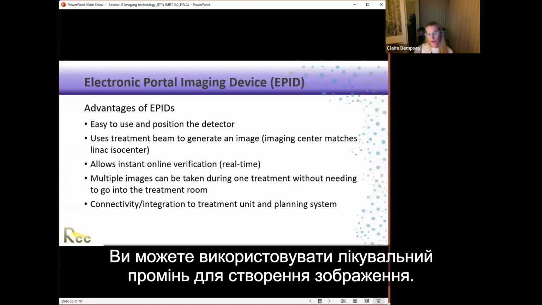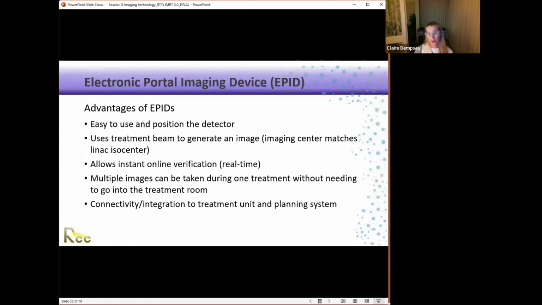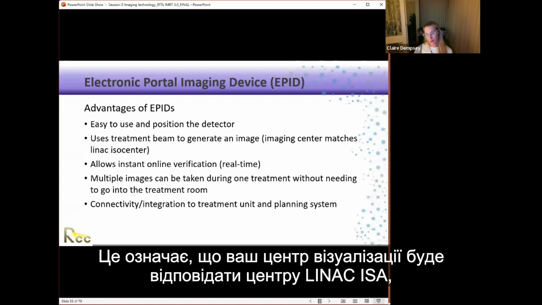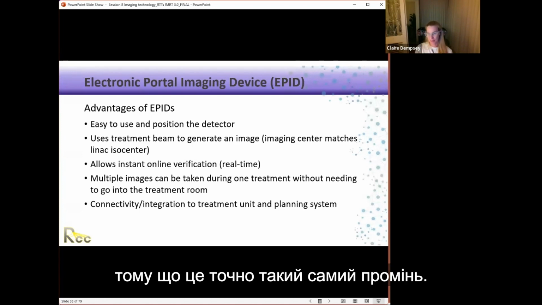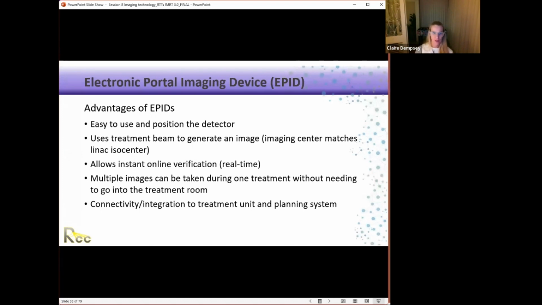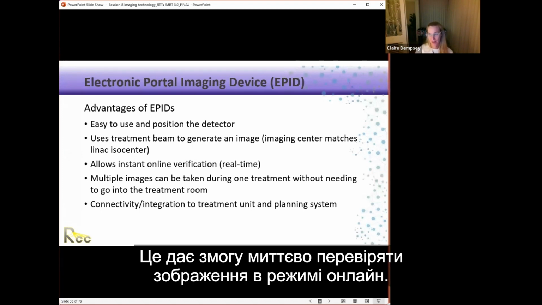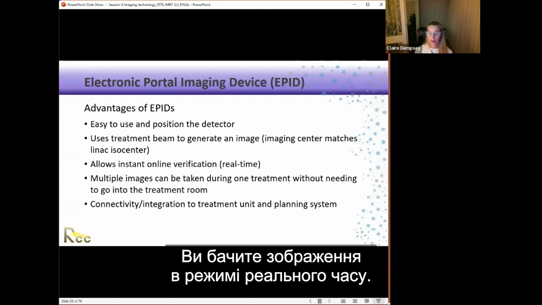You use the treatment beam to generate an image. That means that your imaging center will match your LINAC isocenter because it is exactly the same beam. So it allows instant online verification, and you're seeing an image in real time.